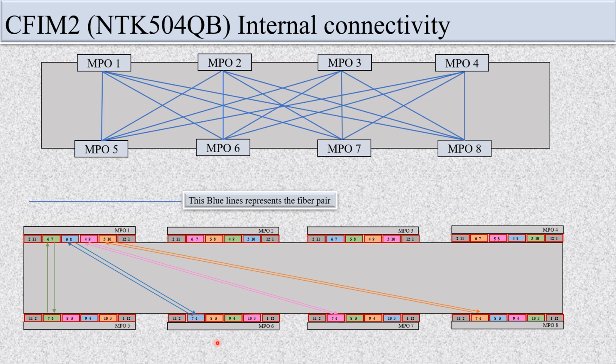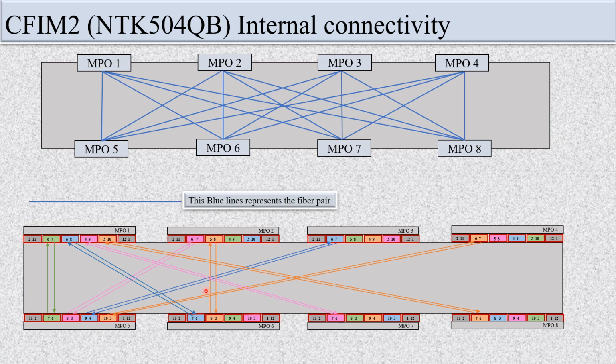Now, whatever signal is coming from MPO port 1 can travel to MPO port 5 via this fiber pair, 6 via this fiber pair, 7 via this fiber pair, and 8 via this fiber pair. So now you can see I have connected MPO port 1 to ports 5, 6, 7, 8. In the same way, I will connect MPO port 2 with 5, 6, 7, 8. You can see by this fiber pair, it is connected to MPO port 5. This MPO 3 is connected to MPO 5 and MPO 4 is connected to MPO 5.